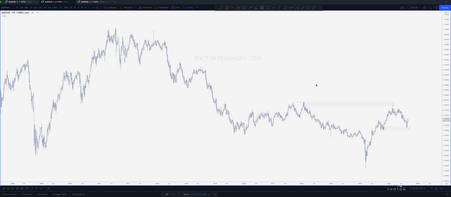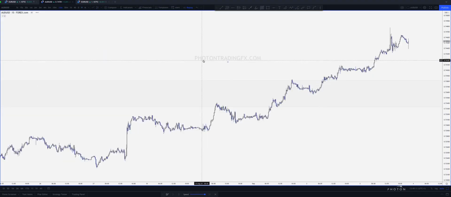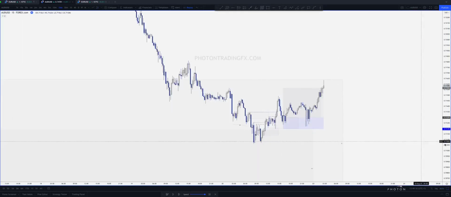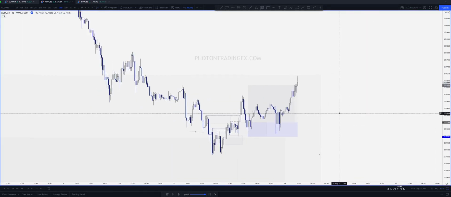So, didn't mean to go that far. Head back to the M15. Done that on the wrong window. There we go, back here we are. Right, okay, so M15's taken off.